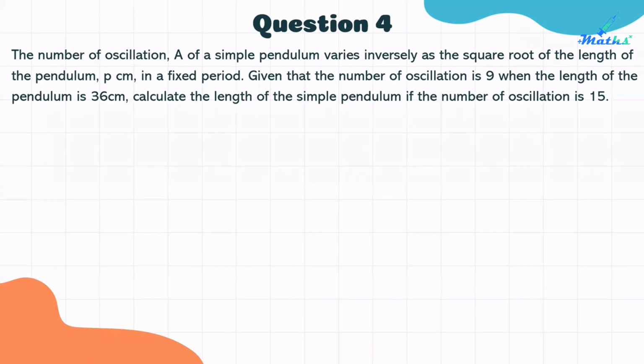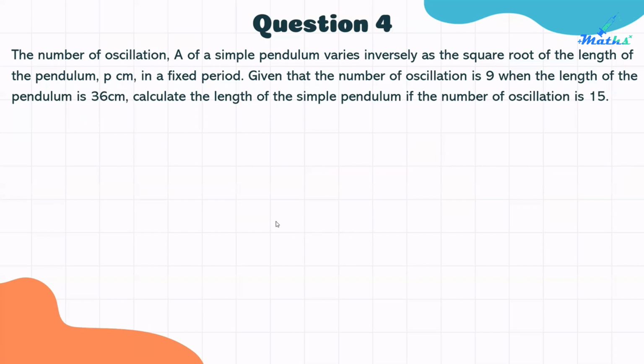Okay, proceed to question 4, which is the last question for inverse variation. The number of oscillations A of a simple pendulum varies inversely as the square root of the length of the pendulum P cm in a fixed period. Given that the number of oscillations is 9 when the length of the pendulum is 36 cm, calculate the length of the simple pendulum if the number of oscillations is 15.